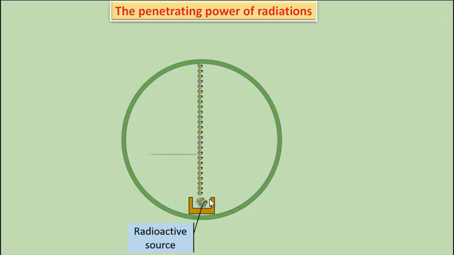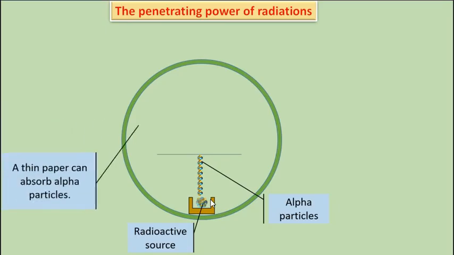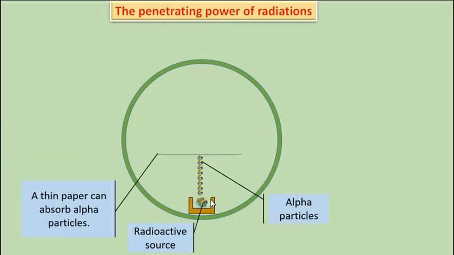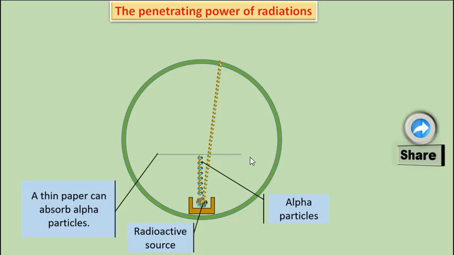Now, can you see? What do you notice here? Alpha particles are absorbed easily by what? A thin paper. Cut them off, absorb them. And that means a thin paper can easily stop alpha particles, showing that the penetrating power is very low. Now let's look at the next one. This is a beta particle. Let's see what is going to happen.